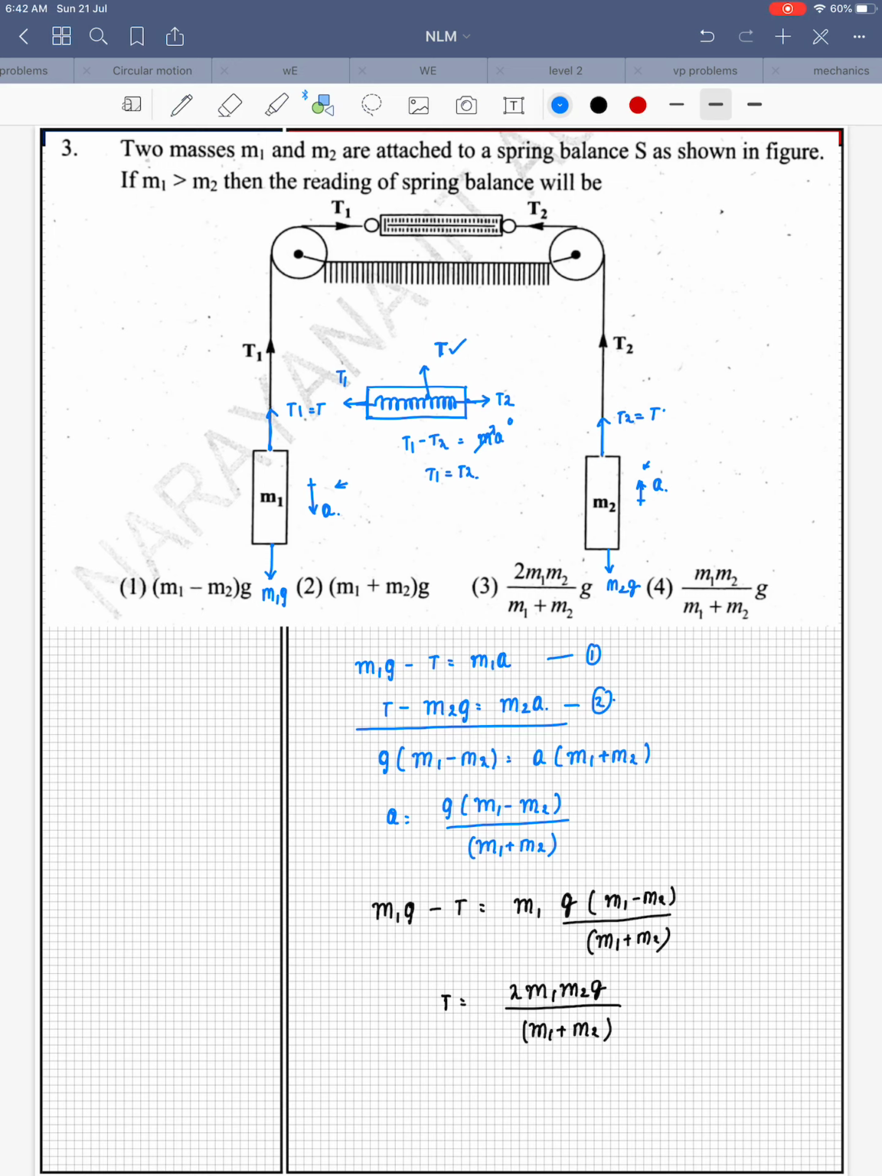And this is your answer, because the question is asking for the reading in the spring balance, that is the tension present in the spring of the spring balance. So option 3 is the answer.